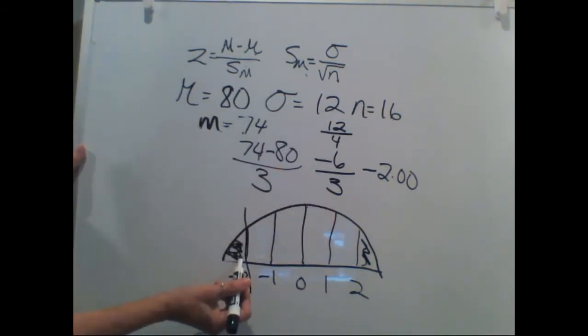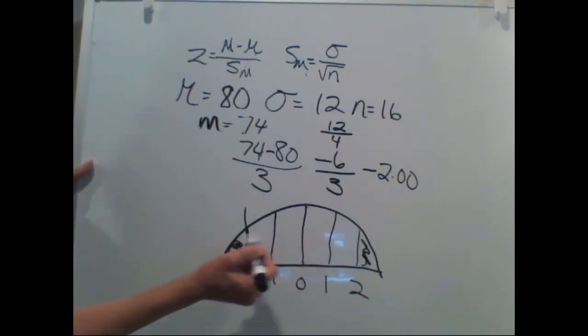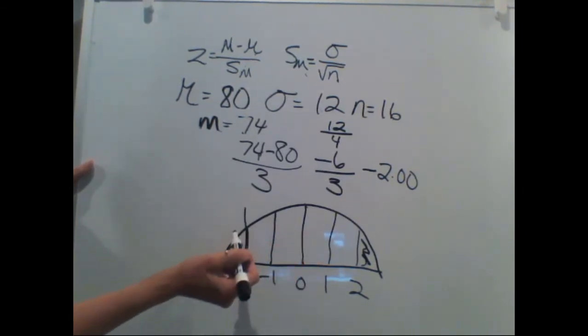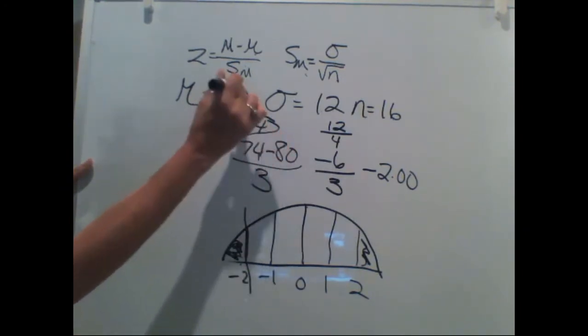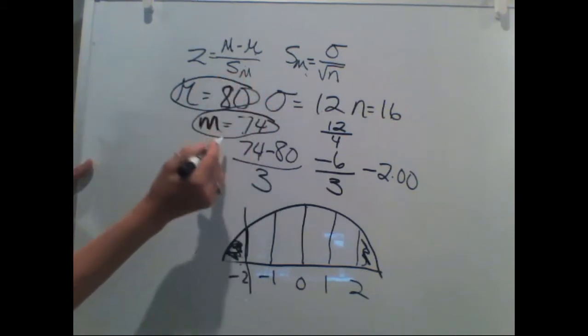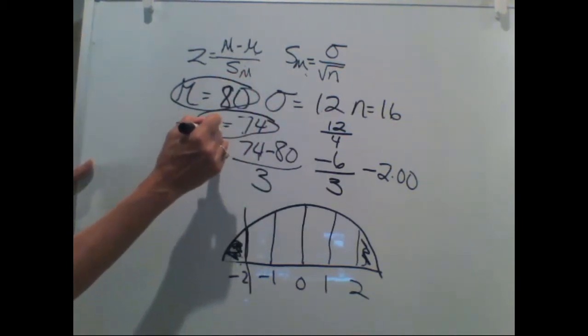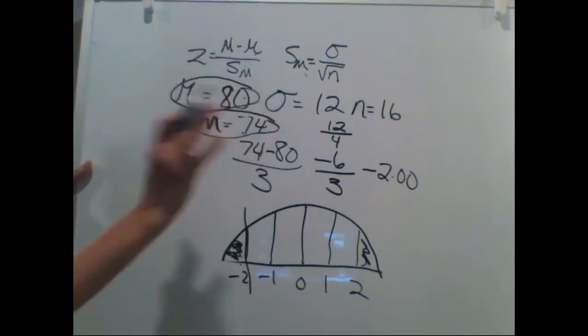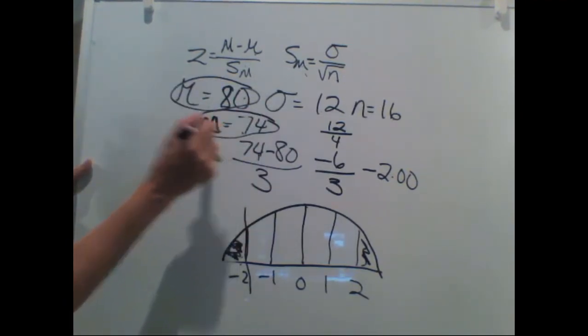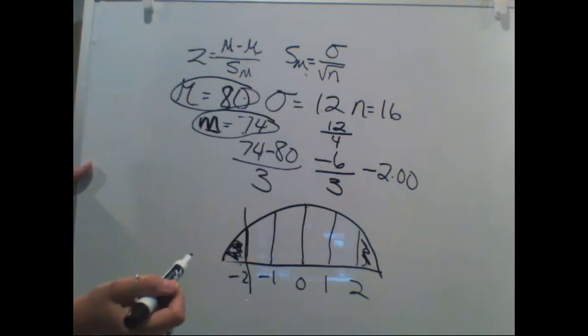But when you start to get really far out here, we start to wonder if maybe it's not just a matter of sampling error that we're dealing with, but maybe my mean of 74 is somehow really different than this population. Maybe this group that got a mean of 74 is very different from the population that we thought it came from. So maybe this mean of 74 comes from a different population.